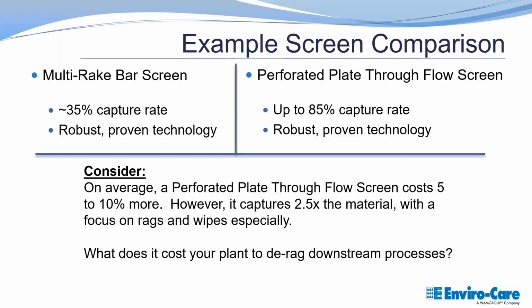Consider on average, a perf plate screen is going to be 5 to 10% more than a multi-rake screen, but it's going to capture 2.5 times the material. And a lot of that material is going to be the rags and wipes that are causing issues downstream. We see a lot of plants, so when they go from a bar screen to a perf plate screen, all of a sudden they don't have clarifier failures after storms, they don't have pumps plugging up. It's a lot of cost savings long term.